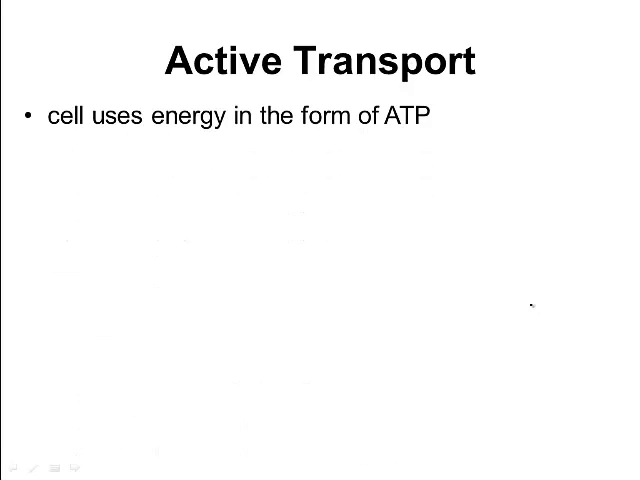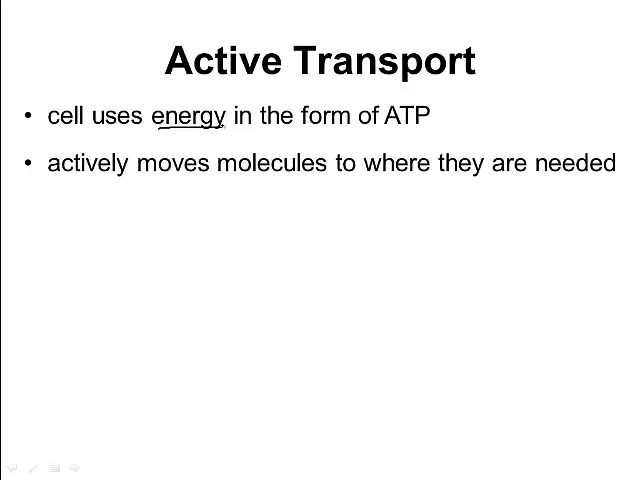But sometimes cells need molecules to move to where they don't want them to go, and so in those cases, they are going to use active transport to make that happen. So in active transport, the cell has to actually use energy in order to make this happen. That energy is in the form of ATP. And we are going to actively move molecules to where they are needed. So it may not be where the molecules want to go, but it's where they're needed, and that is why it's going to take energy.